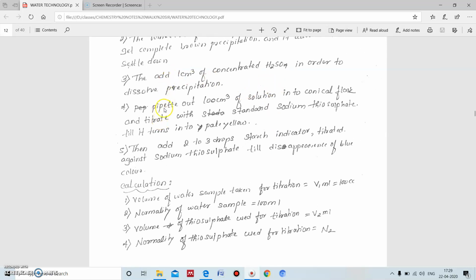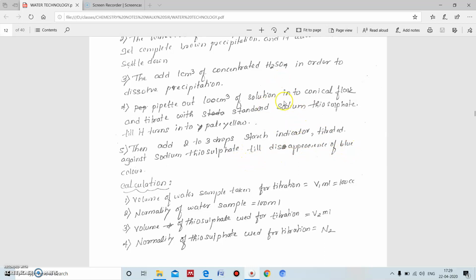We pipette out 100 cm cube of solution into the conical flask and it is titrated against sodium thiosulfate solution till it turns pale yellow. Then when it turns pale yellow, we add 2 to 3 drops of starch indicator. Then it is titrated against the sodium thiosulfate solution till the disappearance of the blue color.